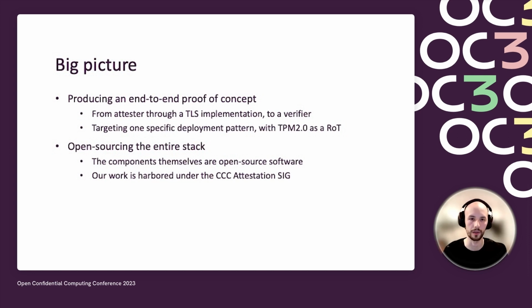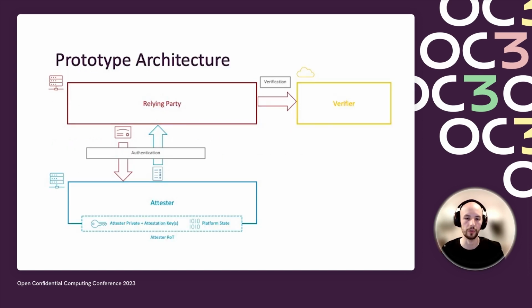So having a look at the architecture of our prototype and trying to view it perhaps through the lens of that remote attestation data flow diagram that I presented earlier, we have here the three main components that we're trying to use. On the bottom side, we have an attester that has a root of trust, and this attester is trying to authenticate with a relying party on the upper hand of the diagram. And this relying party has a relationship with the verifier, and it communicates with the verifier to appraise the attestation evidence that it gets from the attester.